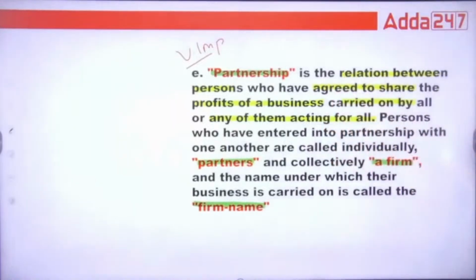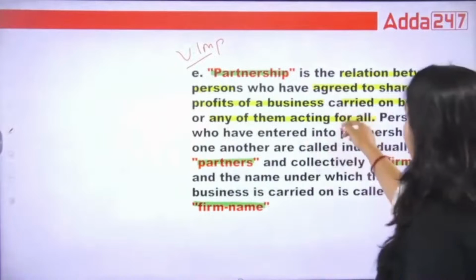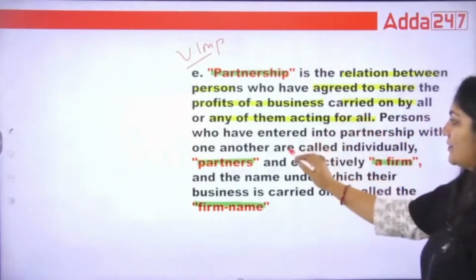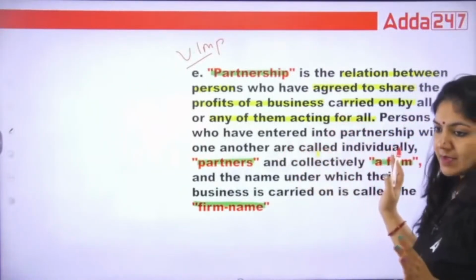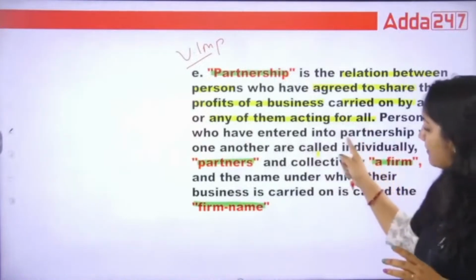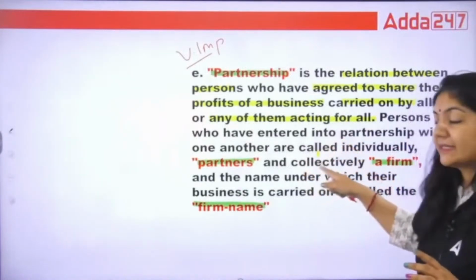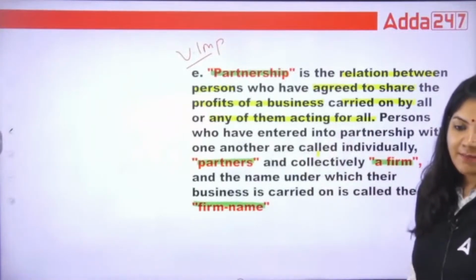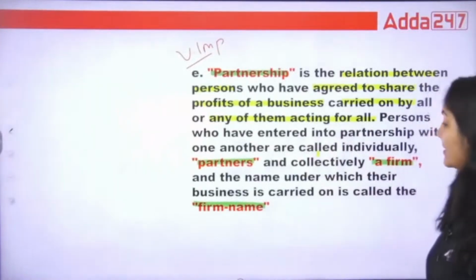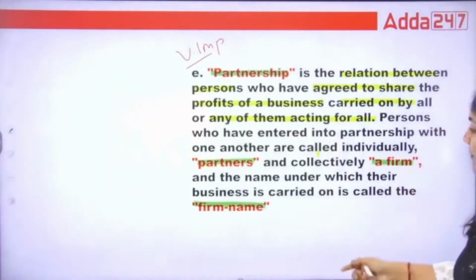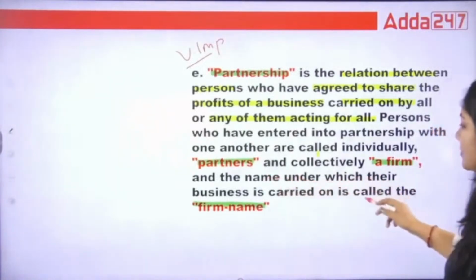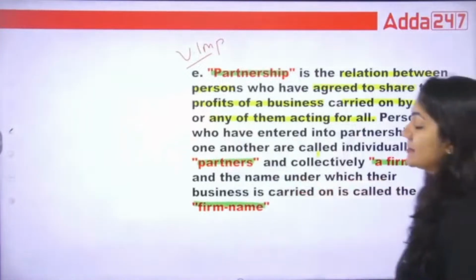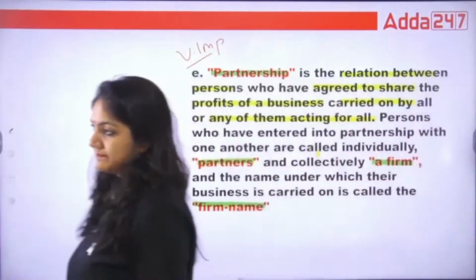What is partners? Persons who have entered into the partnership with one another, that is called partners. What is firm? The partners collectively, that is called partnership firm. This is very important. The partners collectively, that is called partnership firm. And firm name, the name under which their business is carried on, this is called firm name. That's it.